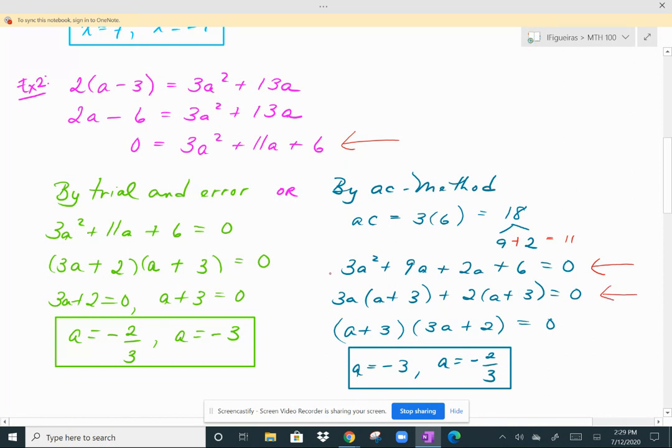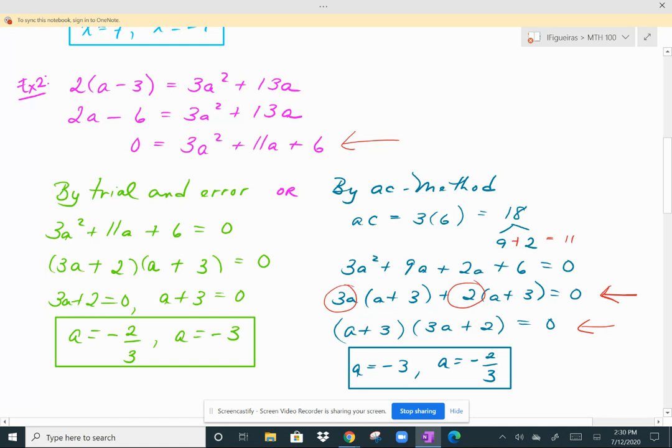And then you're going to factor by grouping here. So the first pair of terms have a common factor, a GCF of 3a, leaving me with 3a times a plus 3. The second two have a common factor of 2, so that leaves me with 2 times a plus 3. And then the a plus 3 is a common factor of this line, so that goes first. And then you write the other factor as the other two terms that are left, the 3a plus 2.